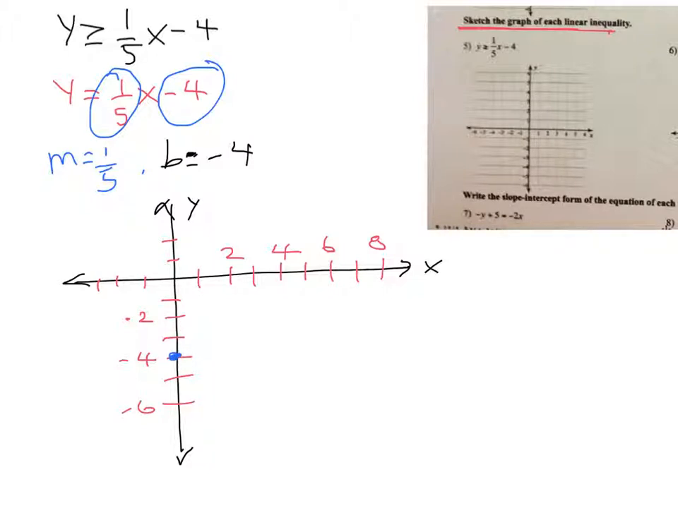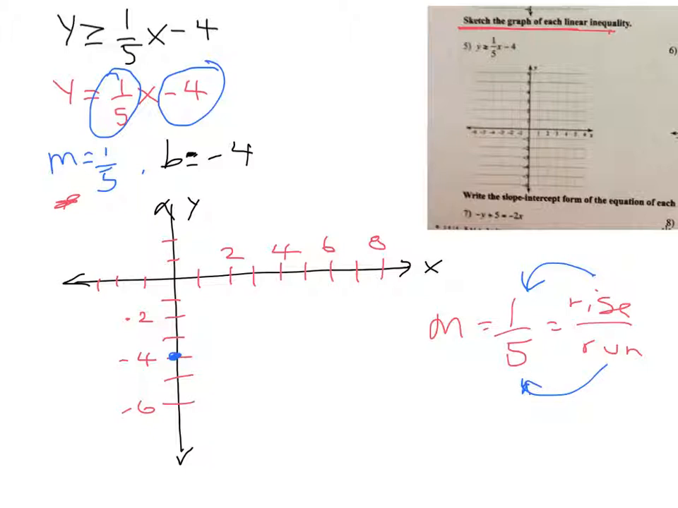The second point, I use my slope. I know that my slope is 1/5, but it's the same as rise over run. That means your rise is 1, and your run is 5. Because the rise is positive, it will go to the top, up. Rise is vertical movement. If it's positive, it goes up. If it's negative, it goes down. The run, in this case, is +5, so I'll go to the right. So rise, I go 1 up, and run, I go 5 to the right.